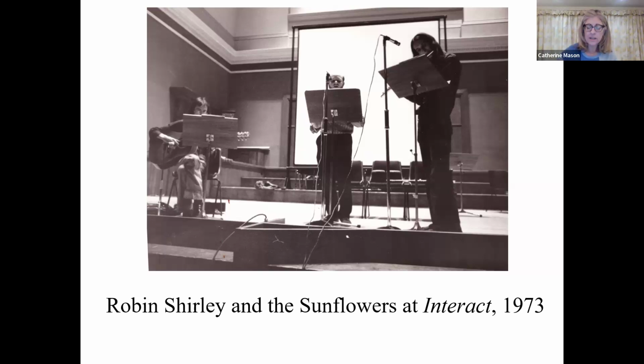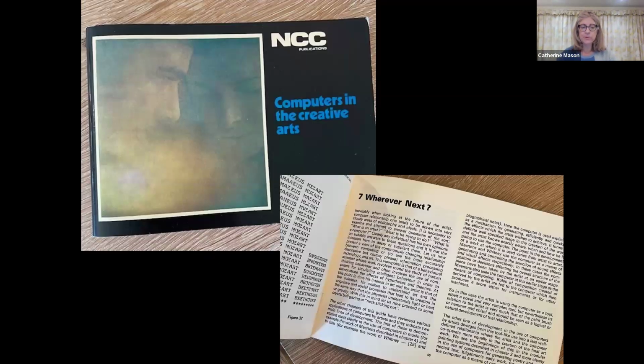Now, around this time, the CAS produced a little book called Computers in the Creative Arts. And in my book, Creative Simulations, I used George Mallen's text from this book as a basis to talk about computer-generated poetry. So Mallen's text was called Wherever Next. And I use this as a basis to consider where computers and art generation might go in the future.